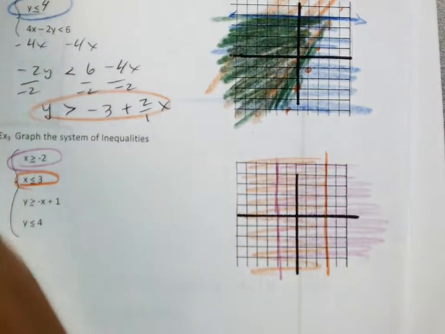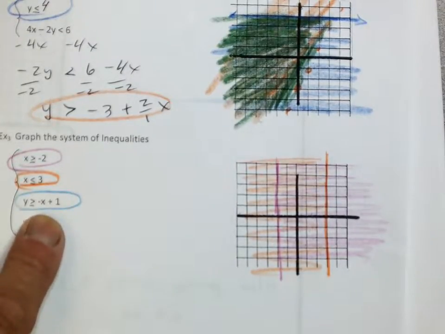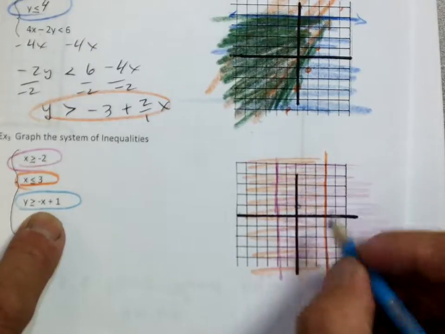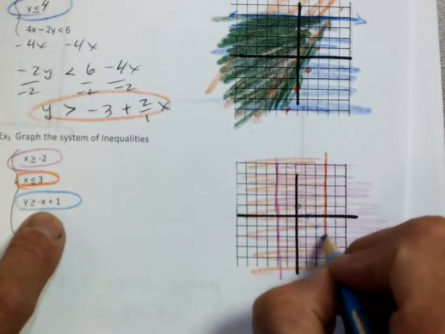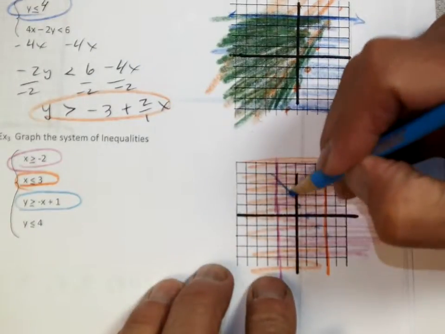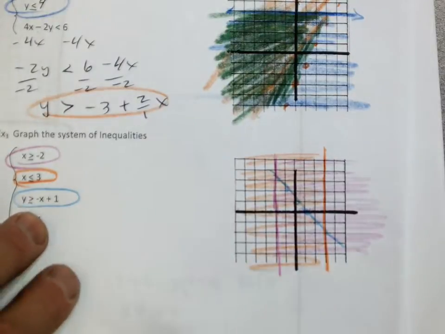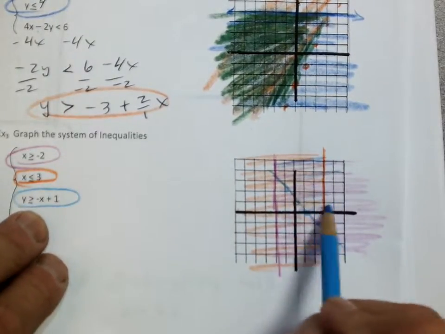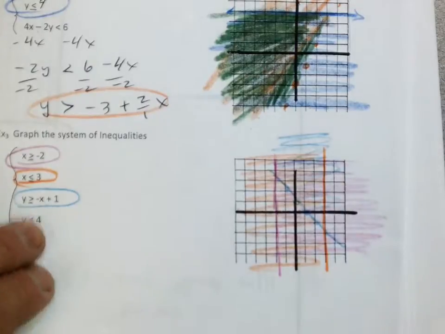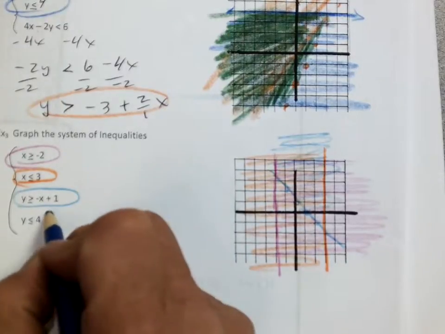Let's take a look, and we'll do y is greater than or equal to -x plus 1. I'm going to do in blue. So 1, down 1 over 1, down 1 over 1, down 1 over 1, right? Okay, and then I'm going to shade above, greater than or equal to, so I shade above. Okay. And then finally, oh, how about dark blue? No, yeah, let's do dark blue. Less than or equal to 4.